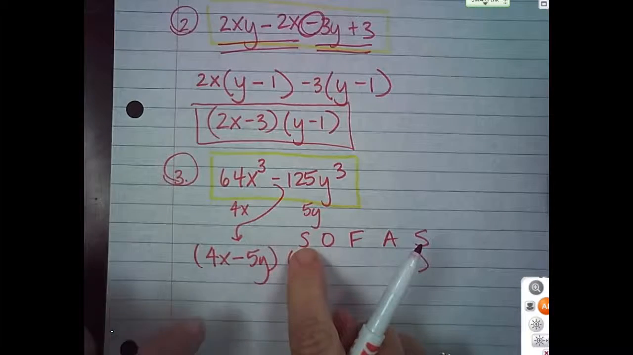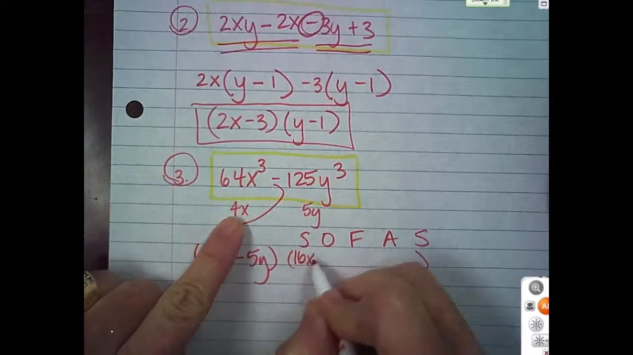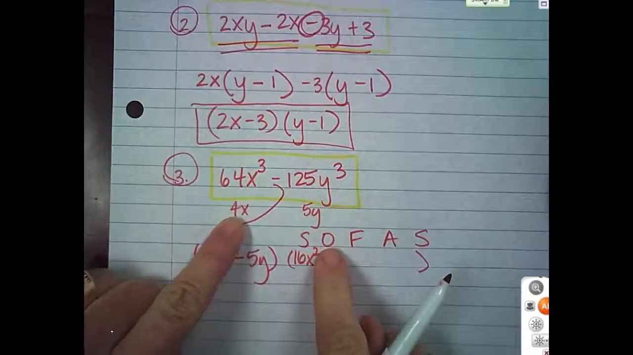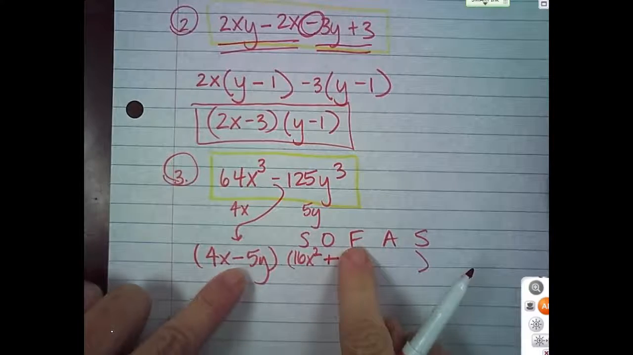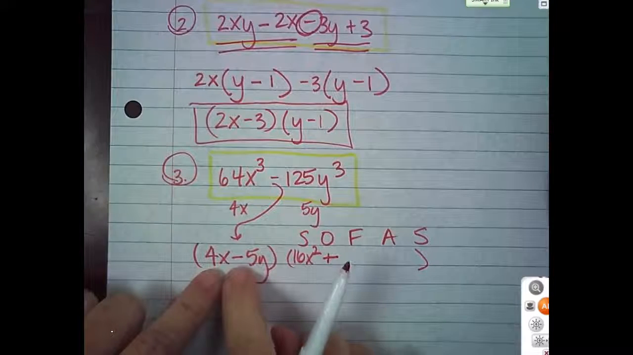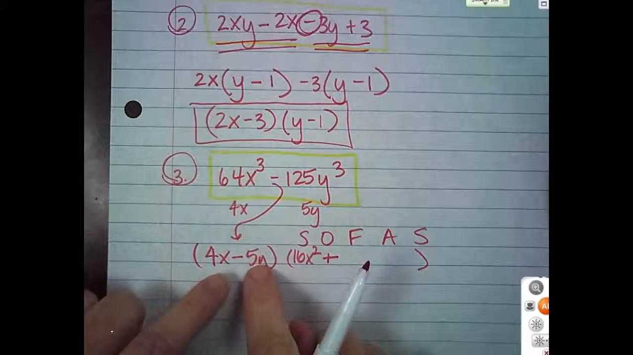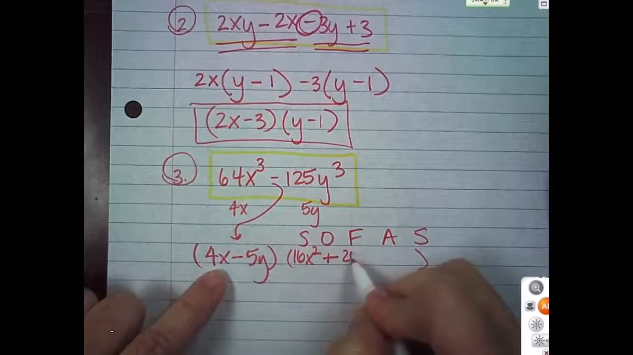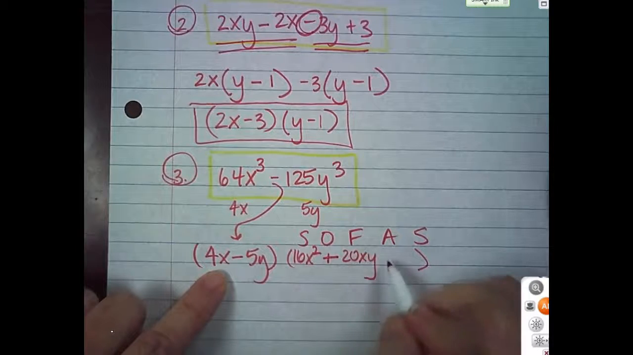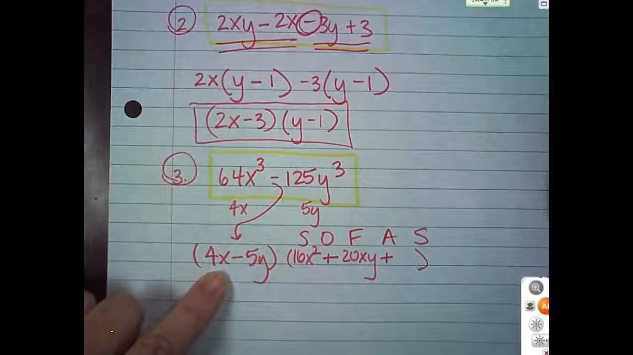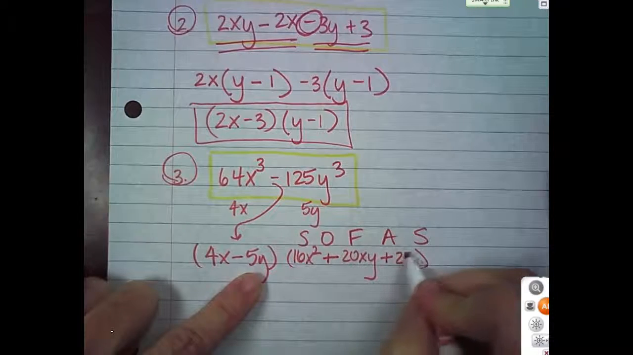The first S means square the first term. So in other words, square the 4x. It would be 16x squared. The O stands for opposite, so if we have a minus, we're now a plus. A stands for the 2 factors. I realize that this is a negative 5y, but our sign was determined by the O. So 5y and 4x make 20xy. A stands for add, remember? And the S stands for square the last term. So 5y squared is 25y squared.